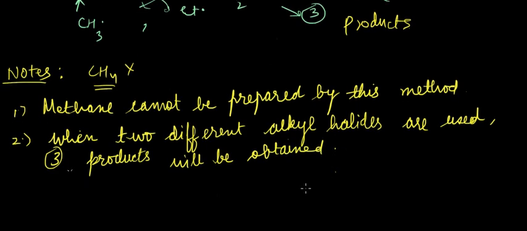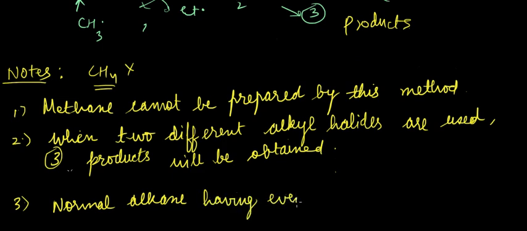Okay, the third point is normal alkane having even number of carbon will be obtained in high yield of reaction, and alkane having odd number of carbon will be obtained by low yield in this reaction. So third point is normal alkane having even number of carbon atoms will be obtained in high yield.